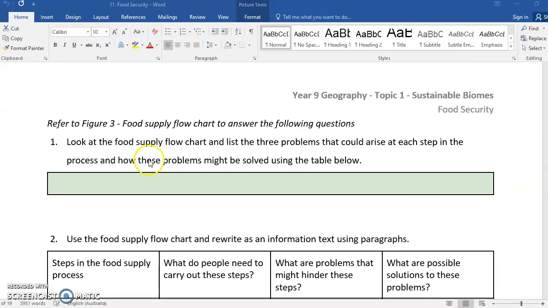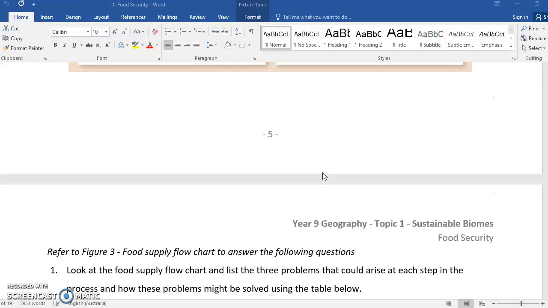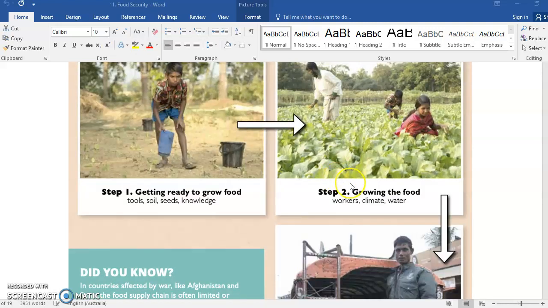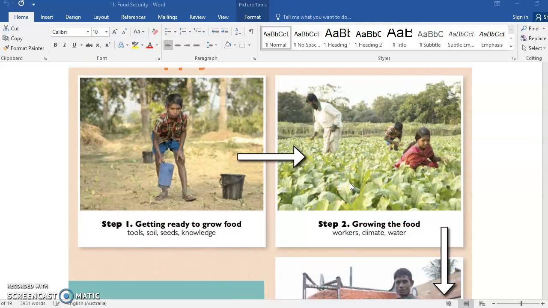On page 6, the first question says, look at the food supply chart and list 3 problems that could arise at each step, and how these problems might be solved using the table below. What you need to do is choose a couple of the steps and talk about some of the problems. I'll give you one example.